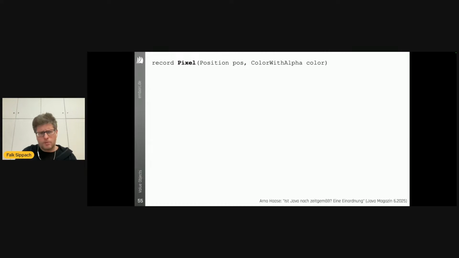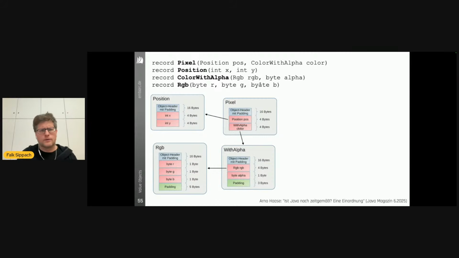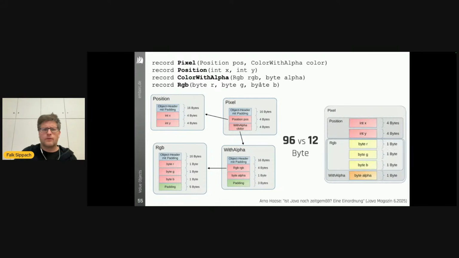We have a pixel here. A pixel has a position and a color with an alpha value. The position is just like a point, as we saw. Then we have the color, which is RGB, and a byte for alpha, for the transparency. RGB is just 3 bytes: red, green, and blue. You can see the visualization here, and that's about 96 bytes.